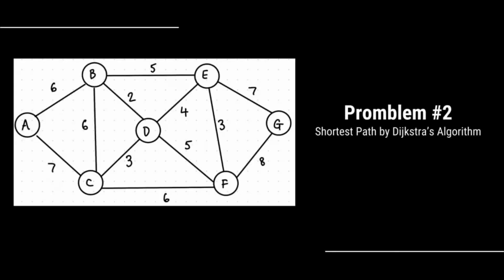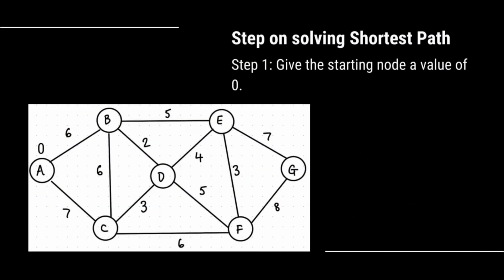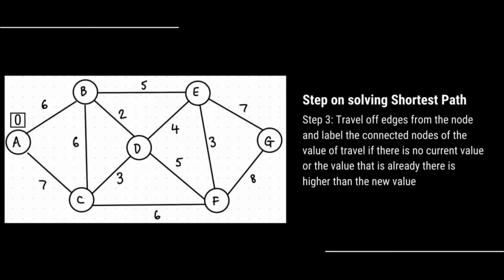We'll use this data flow diagram for an example. First thing to do is give the starting node a value of 0. And on step number 2, put a box on the node you are at. And in step number 3, travel off edges from the node and label the connected nodes with the value of travel if there is no current value or the value is already there and higher than the new value.